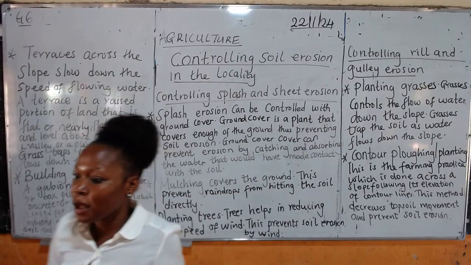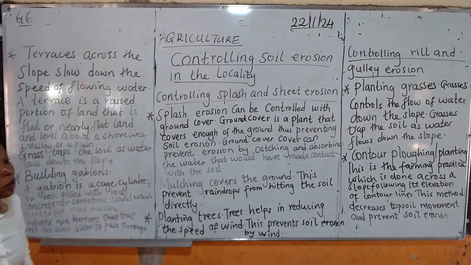So these are some of the methods that we can practice in order to prevent rill and gully erosion. Let us go through them as we conclude. Let us read the first one, please. The methods of controlling rill and gully erosion. The first one is planting grasses. Grasses control the flow of water down the slope. Grasses trap the soil as water flows down the slope.